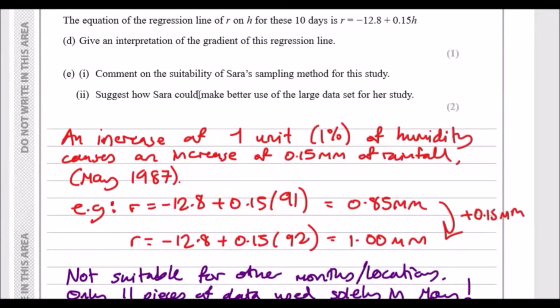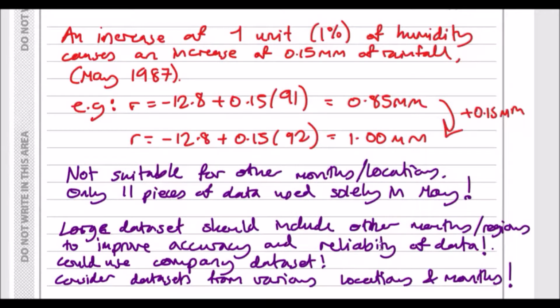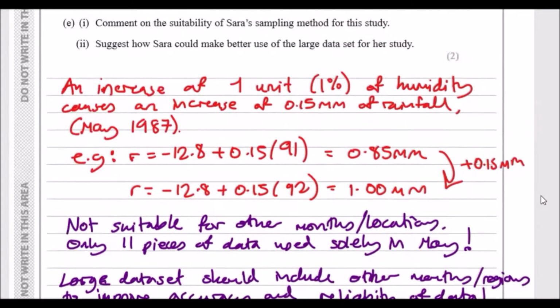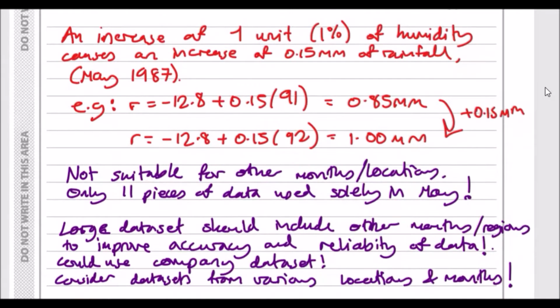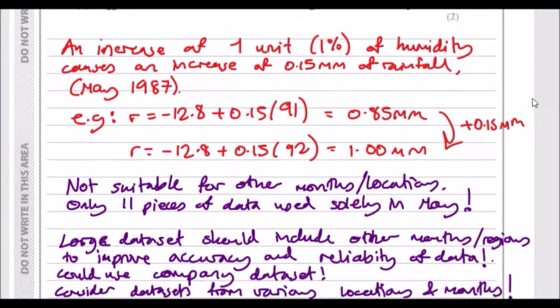Now, suggest how Sarah could make better use of the large data set for a study. Well, I said that the large data set should include other months and regions. Because in general, to improve your data, it's always good to consider more. It depends how far you want to go. If you want to include every other month and region, then you would have a complete or clearer picture. Doing so would improve the accuracy and reliability of the data. Then this is a good use of a large data set.